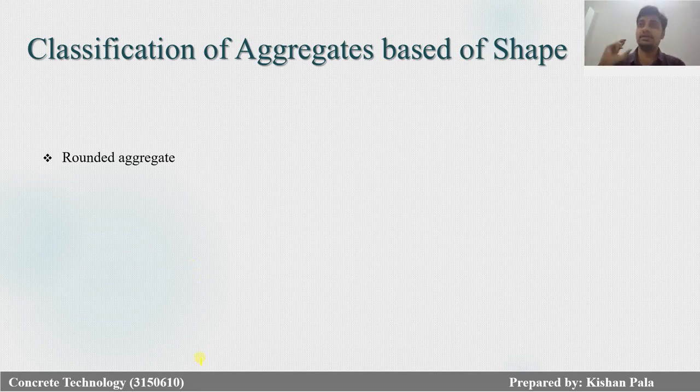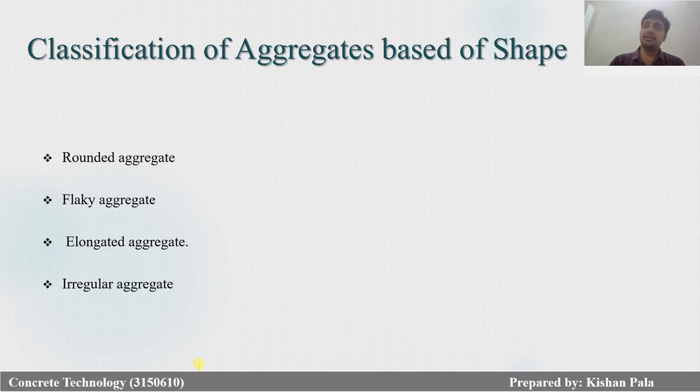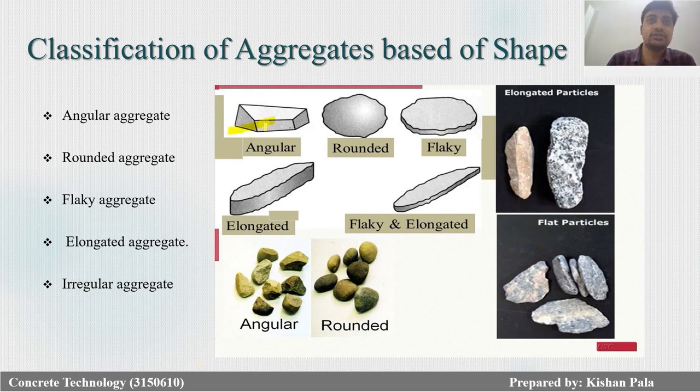First one is a rounded aggregate. Second one is a flaky aggregate, then elongated aggregate, irregular aggregates, and angular aggregates. We can see in the photo. First one is the angular aggregate. This is a naturally shaped and rounded aggregate. You can see the shape of the aggregate is round.